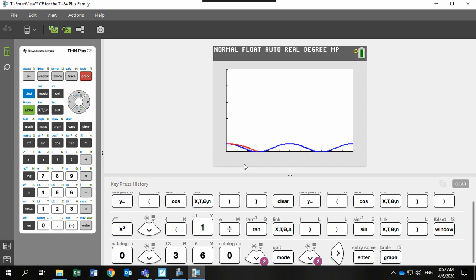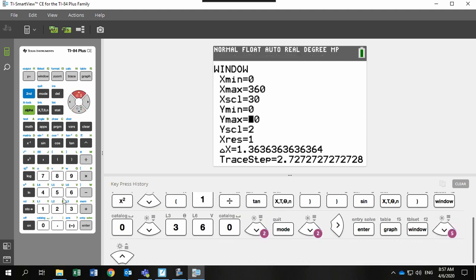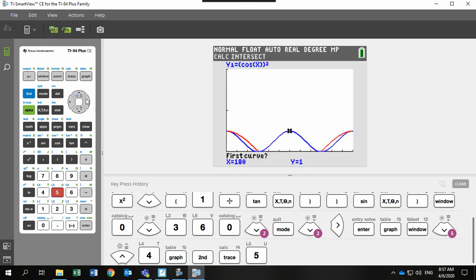So there's our first graph, and there's our second graph. So it looks like I should change my window a little bit so I can see those intersections a little bit clearer. I'm just going to change my y max to maybe 4, just so I can see things a little bit better. And so you can see our points of intersection over here and over here. And so we can go second trace, intersect, and we can scroll over to that first intersection over here. Press enter, enter, enter. And we can see that we get an intersection of 90 degrees.